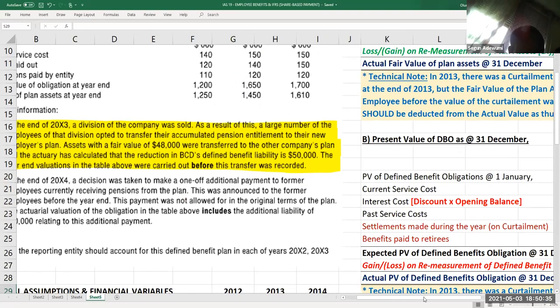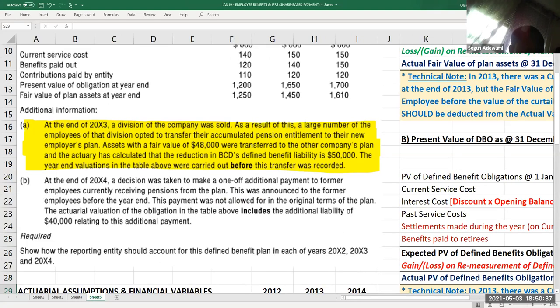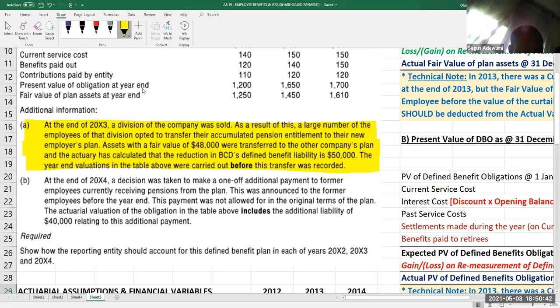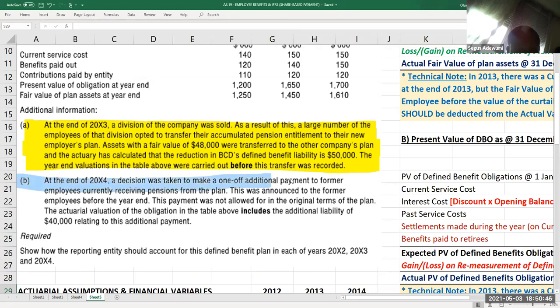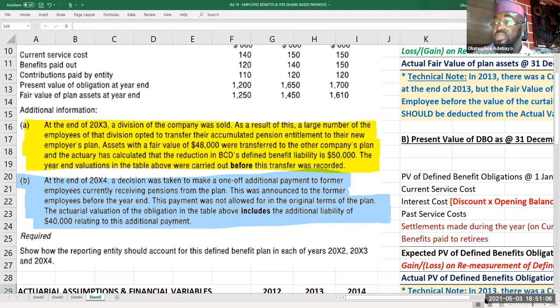Information B. At the end of 20X4, a decision was taken to make a one-off additional payment to former employees currently receiving pensions from the plan. This was announced to the former employees before the year end. The payment was not allowed for in the original terms of the plan. The actuarial valuation of the obligation in the table above includes the additional liability of $40,000 relating to the additional payment.